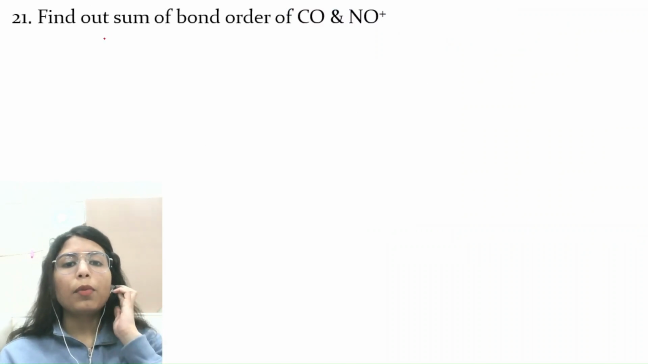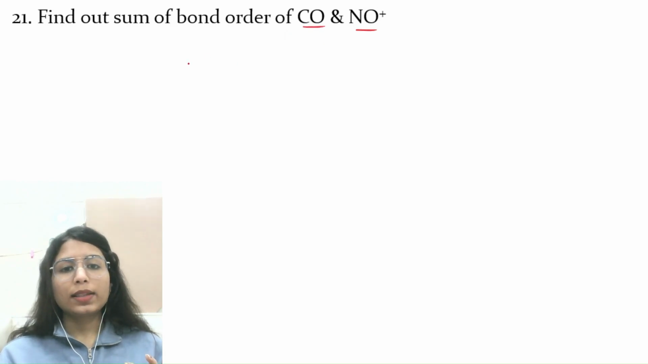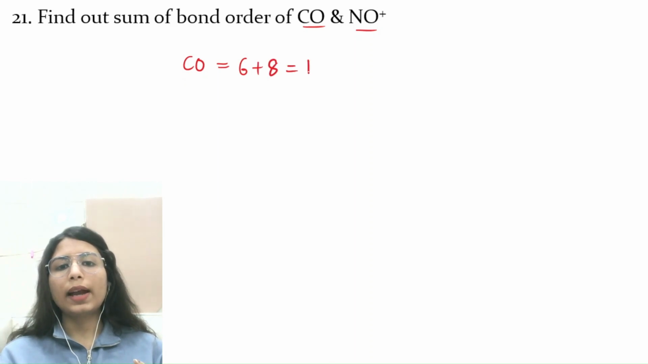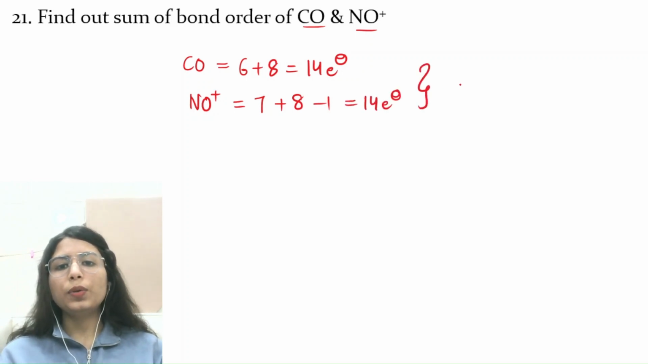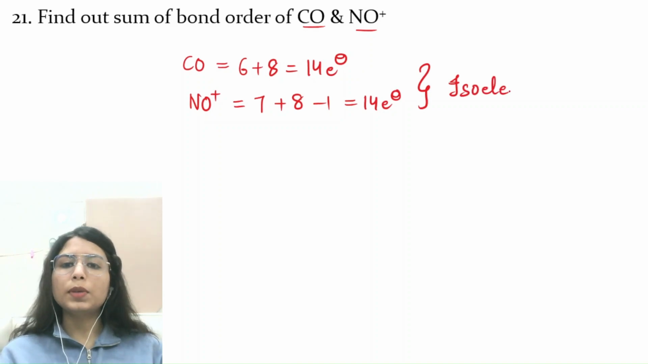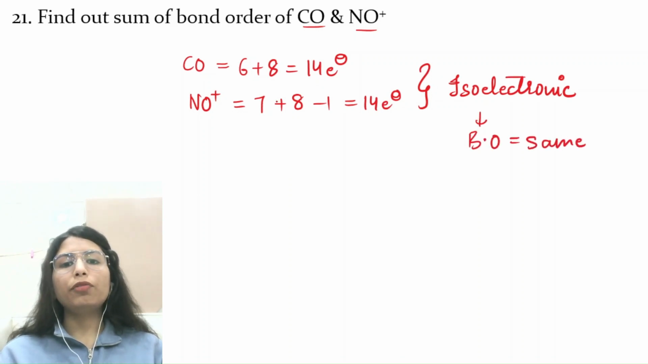The very first question that we are having is find out the sum of bond order of CO and NO plus. So basically here it is asking you CO and NO plus. If I talk about CO, how many electrons does it have? It has 6 plus 8, that is 14 electrons. Similarly, if I talk about NO plus, the atomic number of nitrogen is 7, then it is 8, and then it is minus 1. So it is again 14 electrons. So here you can see that they are isoelectronic species, right? And for isoelectronic species, the bond order is the same, right? Because here all of them are filled in the same order.